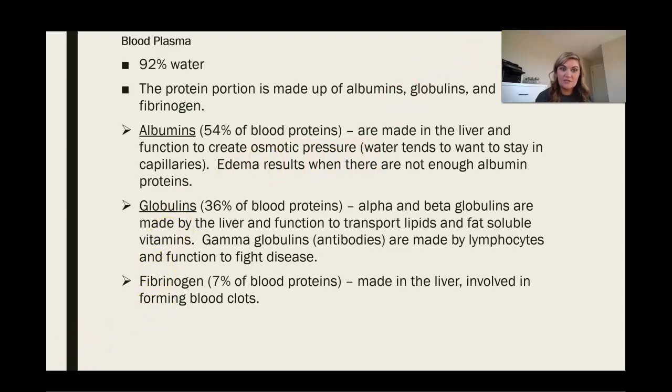The next protein is going to be globulins. This is going to be about 36% of the blood proteins that you'll find in a blood sample. You have both alpha and beta globulins that are going to be made by the liver and function to transport lipid and fat-soluble vitamins. Now with the gamma globulins, these are going to be the antibodies. They're made by the lymphocytes and they help to function and fight disease. Like we said with the alpha globulins, these are going to be the ones that help transport lipids and fat-soluble vitamins.